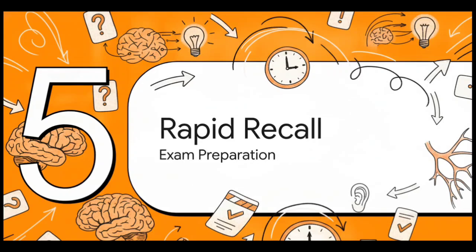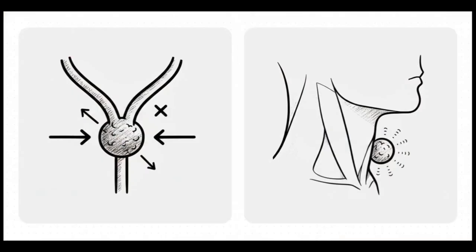And finally, Section 5, rapid recall for exams. Let's shift gears into our lightning round. Treat this like mental flashcards. I'll give you the buzzword, you give me the diagnosis. Ready? Horizontal but not vertical mobility? Boom. That's Fontaine's sign, meaning you're dealing with a carotid body tumor.